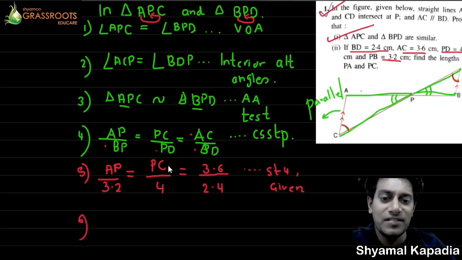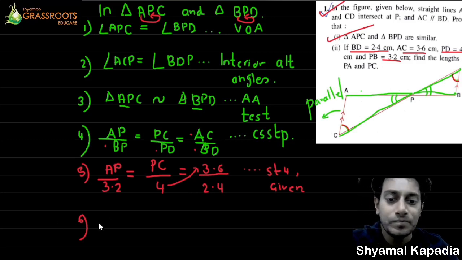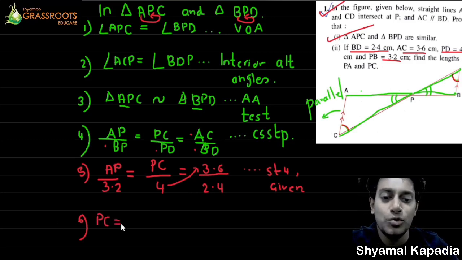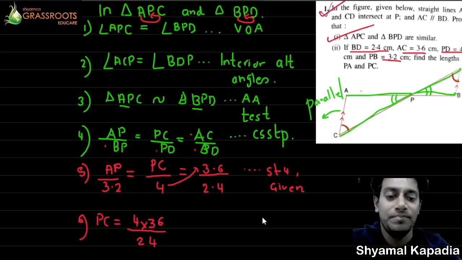Cross multiply, please. PC, the 4 goes out there. So PC is equal to 4 into 3.6. I can write 36, remove the decimal, and 24, remove the decimal. Fine. I think you have understood that, right? So out here, check it out. The cancellations. 12 2s are 12 3s are, and 2 1s are 2 2s are. So can I say it is 6 centimeter is PC, the length of PC.